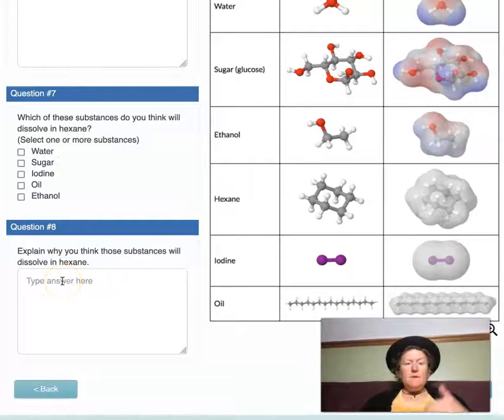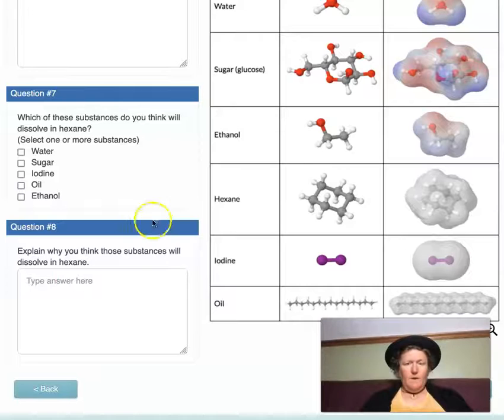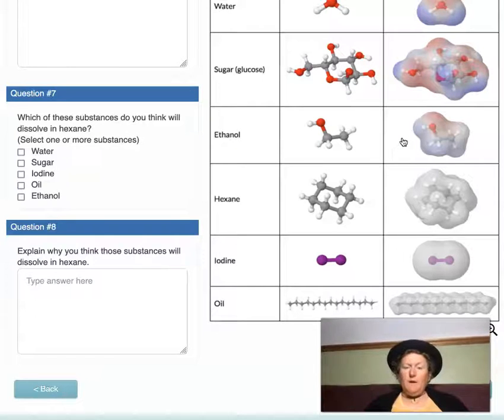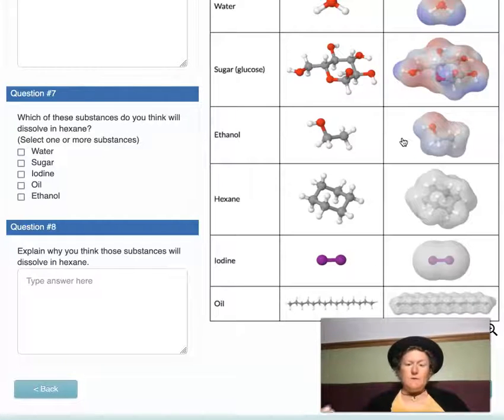Question 8 is, explain why you think what's going to dissolve in hexane will dissolve in hexane. And you can use this chart here, this table, to make some good predictions, to have some information to base your hypothesis on. Because in a moment here, we're going to actually do this experiment and see which substances do dissolve in hexane and water. So pause the video, write your answers, and then we'll move on.